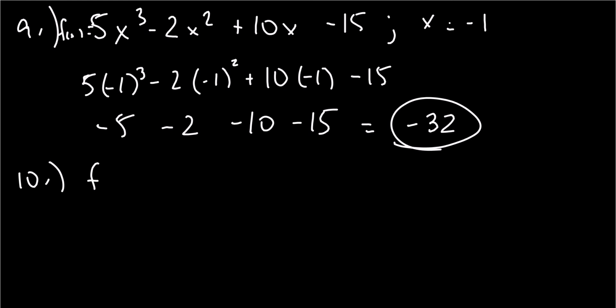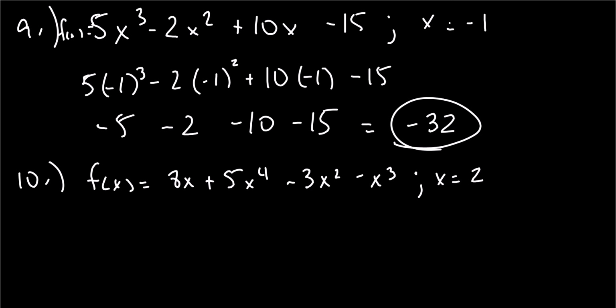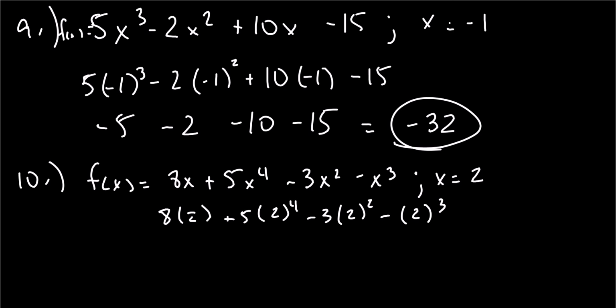10. I have f of x equals 8x plus 5x to the 4th minus 3x squared minus x cubed. This time, x equals 2. So I'm going to say 8, instead of x I put 2, plus 5, instead of x I put 2 to the 4th, minus 3, instead of x I put 2, then it's squared, minus 2 cubed. 8 times 2 is 16, plus 2 to the 4th is 16 times 5, which is 80.